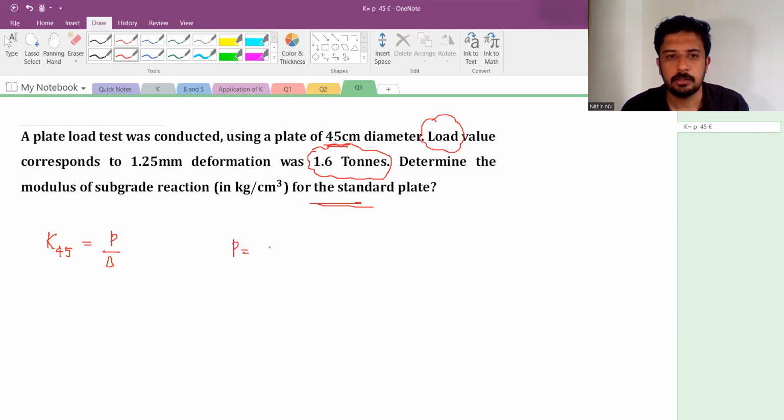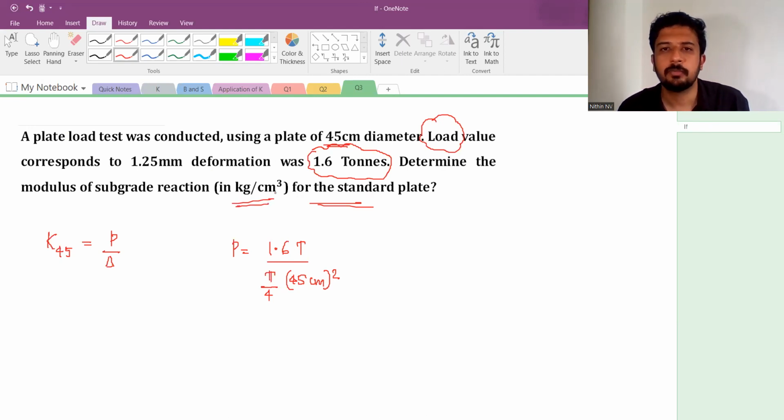That P will be the load, 1.6 tons, divided by π/4 into 45 centimeter diameter plate, so 45 squared. That's it. Now this ton we need to convert to kilograms, right? Then only are we ultimately going to get kg per centimeter cube. Now 1 ton is how much? 1000 kilogram. That thing you should know.